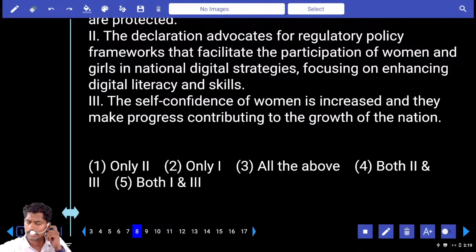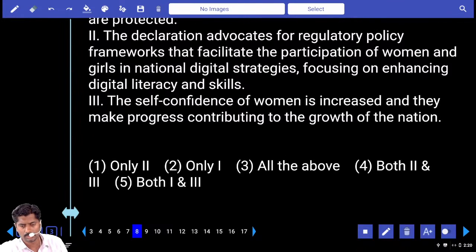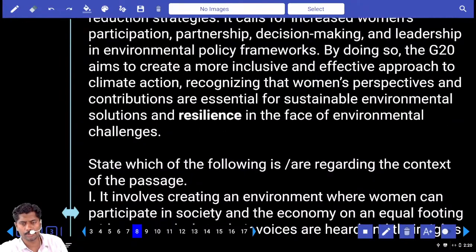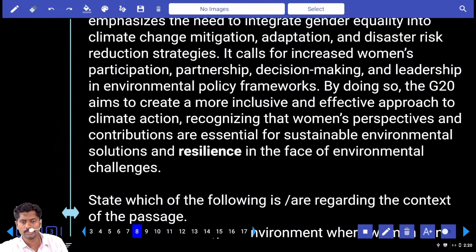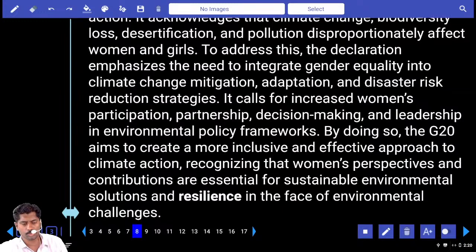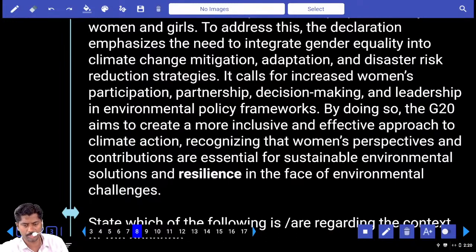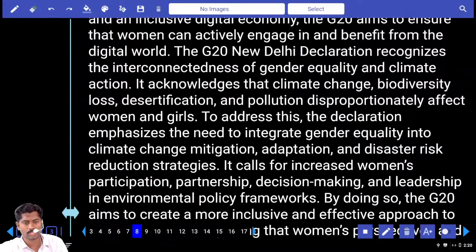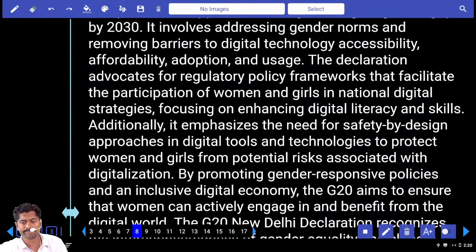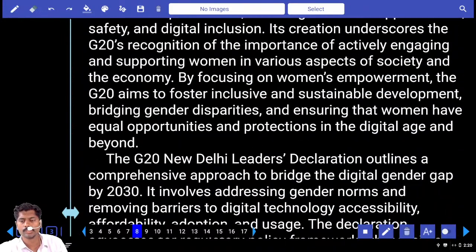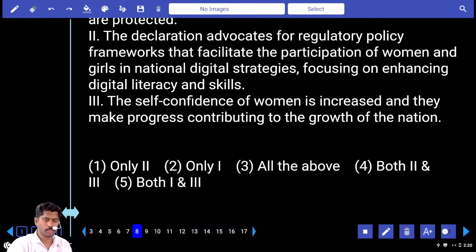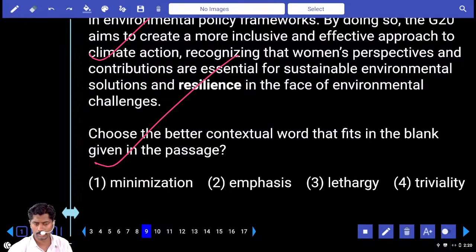Second one, okay. Third one: the self-confidence of women is increased and they make progress, contributing to the growth of the nation. Did they mention this? Yes, no. See where self-confidence is. No, go with only the second option. Second, that is the first option. Only two.